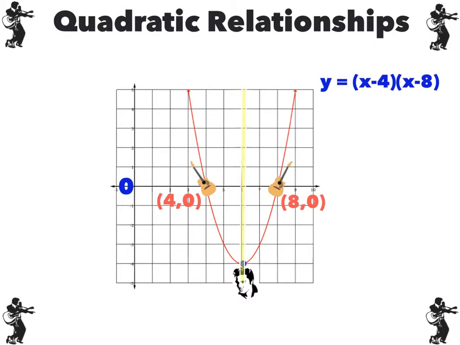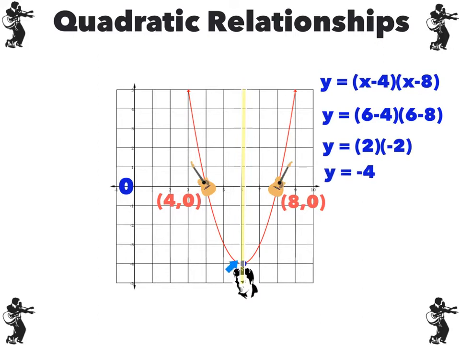A fast way to do that is just to average those two. Take 4 plus 8, divide it by 2, and we get our line of symmetry at 6. And if we quickly want to calculate what the minimum point would be on our vertex, all we have to do is plug the 6 into our equation, and that will tell us where our minimum point is, because it will be exactly when x is 6. And there we can see that our vertex, our minimum point, is going to be at (6, -4).